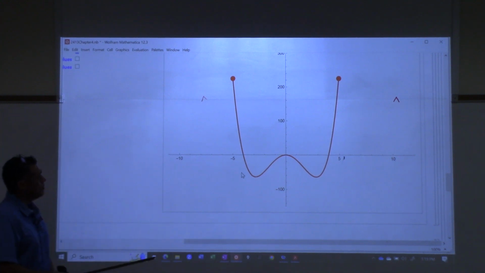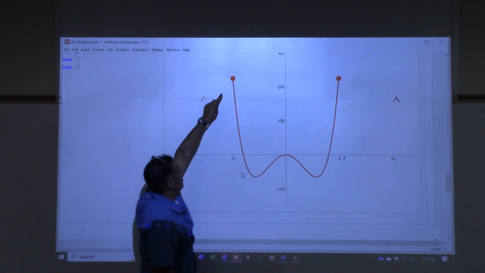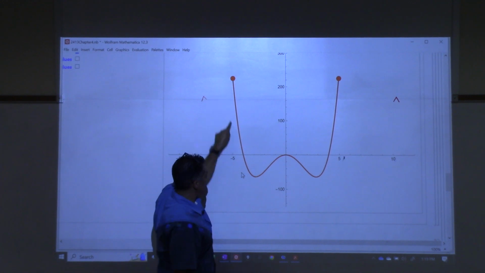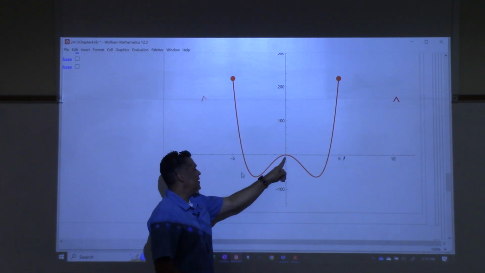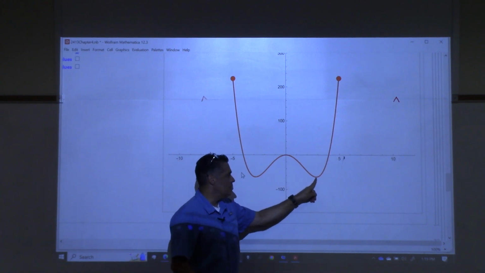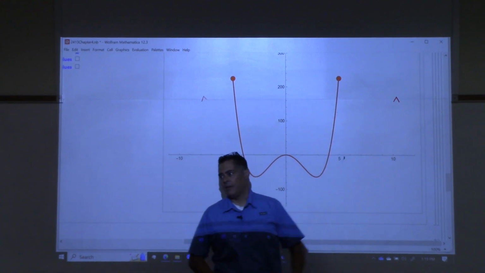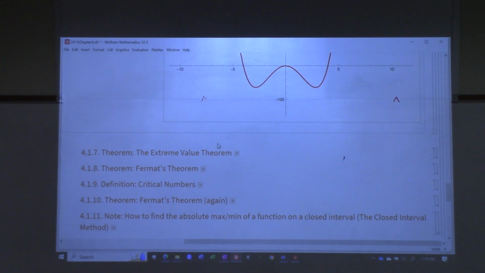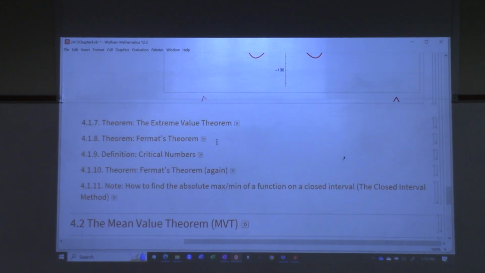And then locals, let's just call them out. What is this point? Local max. Local min. Local max. Local min. Local max. Right? Like I said, it's very visual, so most students do okay with this. All right. So that's just the visual part.